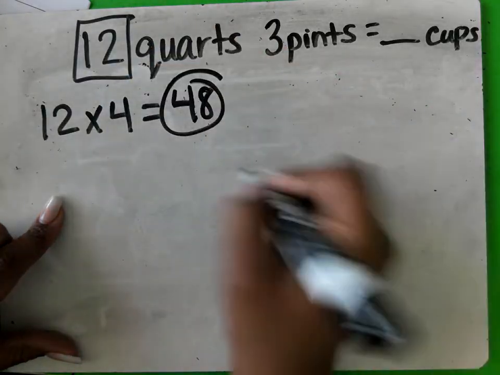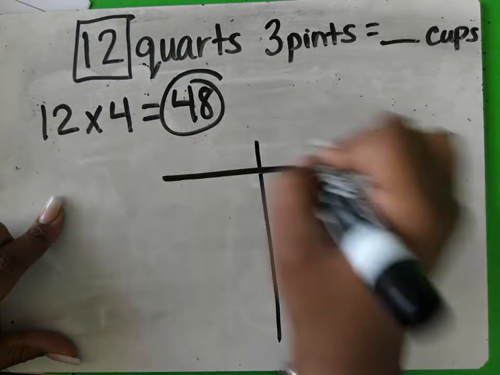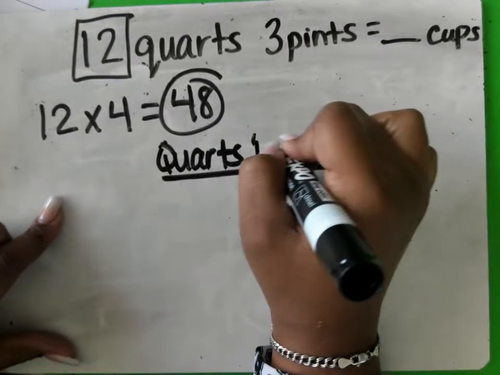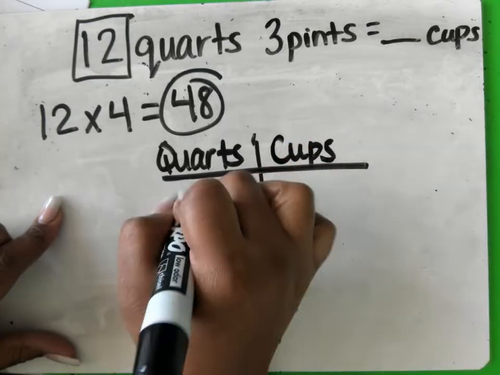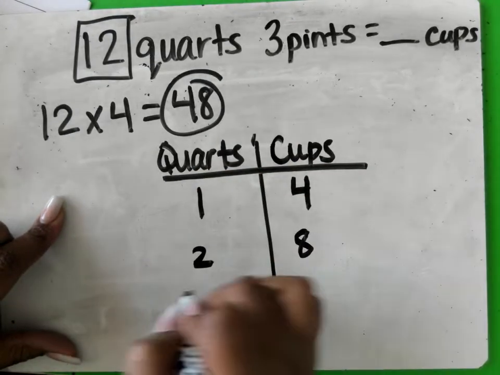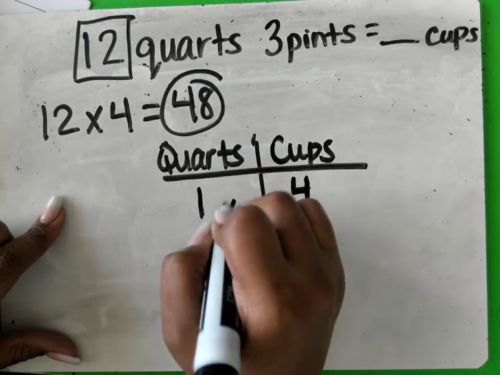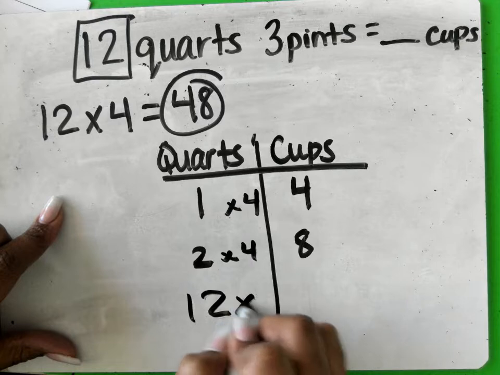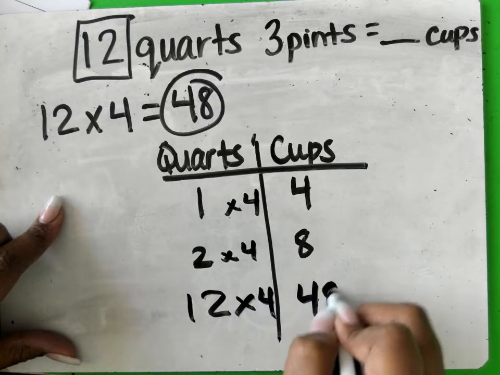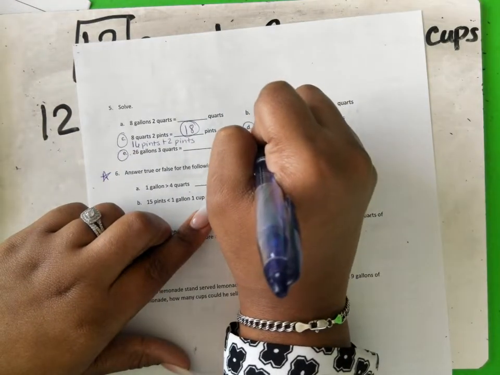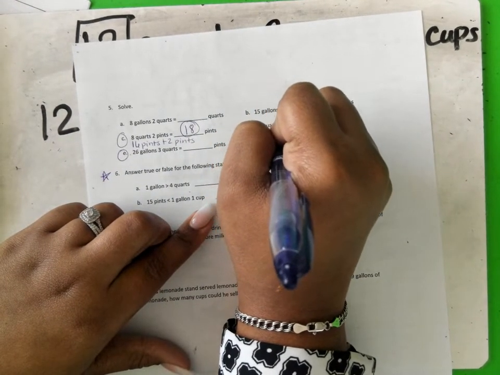Okay. I know that I can do my input-output tables. 1 quart is 4 cups. 2 quarts is 8 cups. Okay. And my rule is times 4 now. So I'm going to do 12 times 4 is 48. Okay. I know that that is 48 cups. So here, this is 48 cups here.